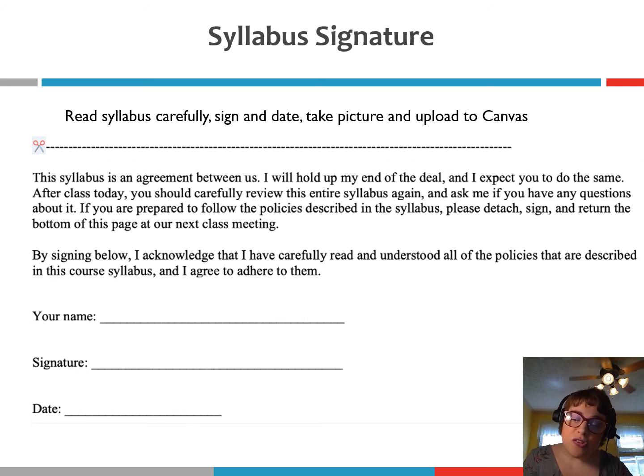So what I would like you to do, if you go through the syllabus on the very last page, you will find this agreement here. So if you could sign your name and date it, and then snap a photo of this form and upload it to Canvas by next Tuesday, okay, that will count as your syllabus signature, and I will have that on file. Okay, so please do upload your syllabus signature by next Tuesday.